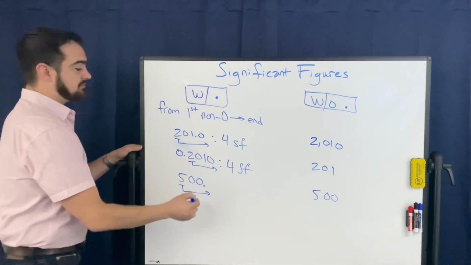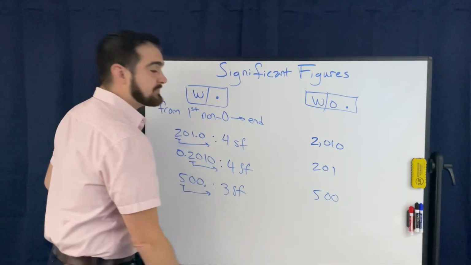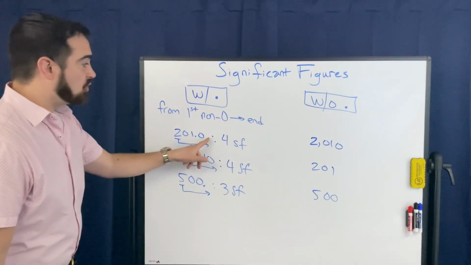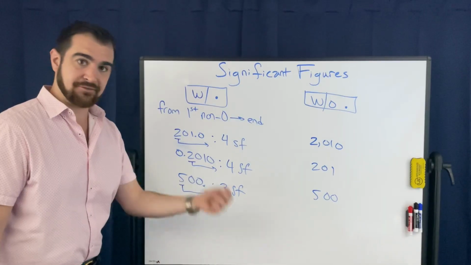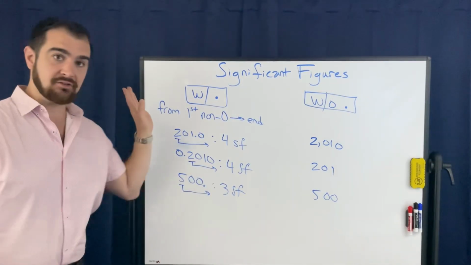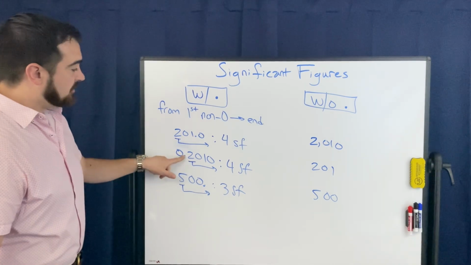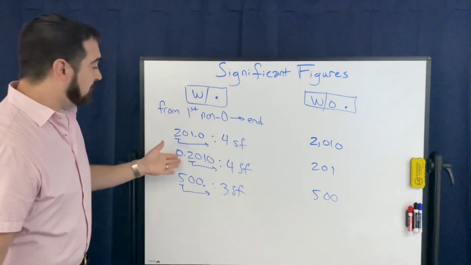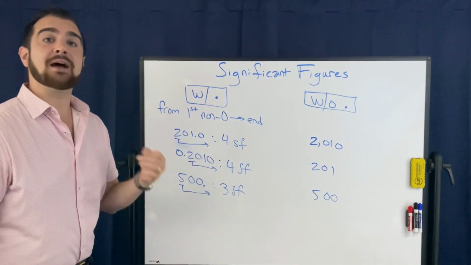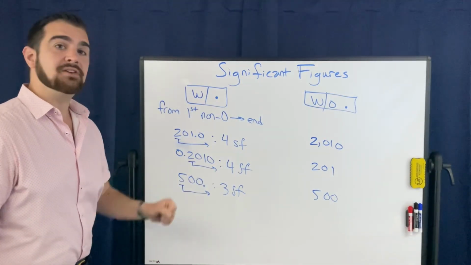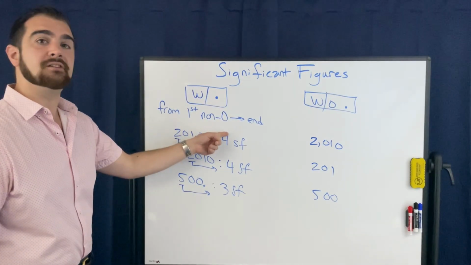So that's 1, 2, 3 significant figures, 3 sig figs. Now, if I had 20 more zeros after this, those would all also be significant because we go from the first non-zero to the end. If this one was 0.0, or 0 point and then 20 zeros and then the 2010, that would still be 4, because you don't start counting sig figs until you hit the first non-zero, okay?